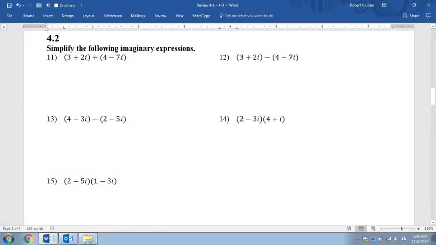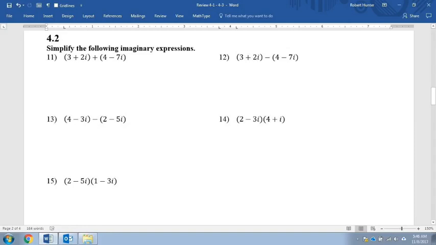Alright, numbers 11 through 15. This starts section 4.2. No, this will not be 3 tests long. It's only going to be 2. But this is just for section 4.2 is where it comes out of, so you can check your notes and whatnot. So it's all imaginary numbers. Simplify the following imaginary numbers.